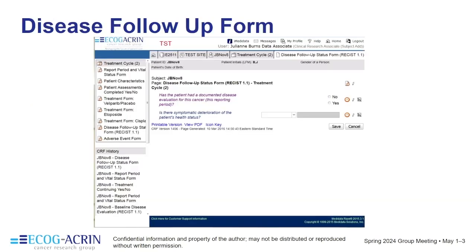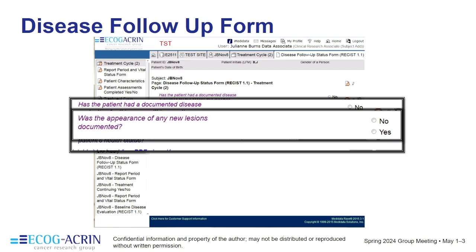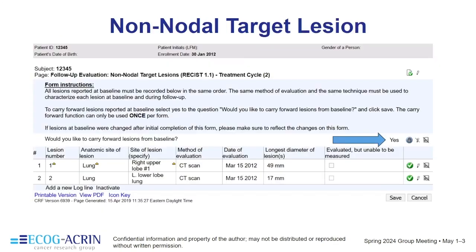So the disease follow-up form asks you if there has been an evaluation, and if there has been systematic deterioration. If the patient has had an evaluation this reporting period, you can see it's in purple. That's because it's going to roll out the appropriate RECIST forms. And then it also asks if there's been systematic deterioration. And there's also the question, if there was a disease evaluation, that will also roll out the question, were there any new lesions?